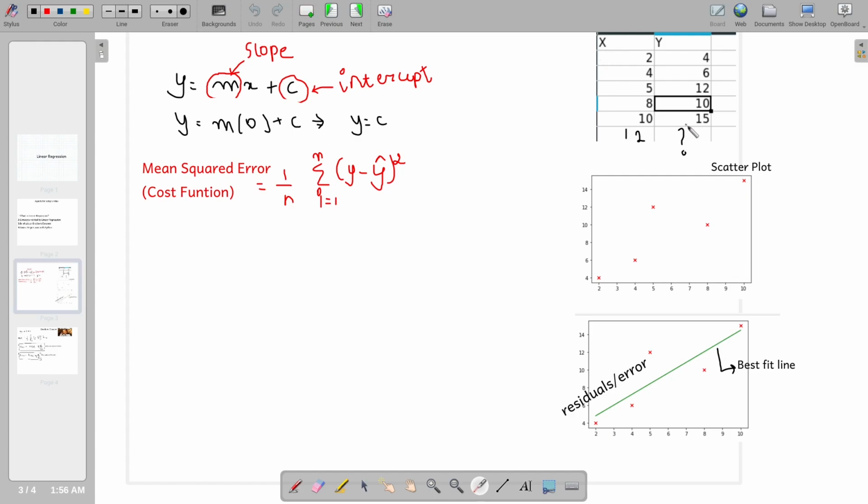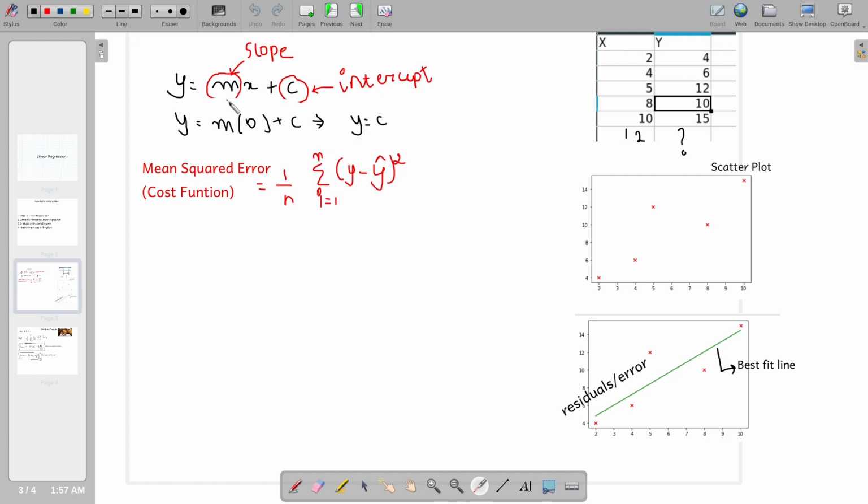Now if I plot these points on a graph, we'll get a scatter plot which would look similar to this. Now to understand things further, we need to understand the equation of a line. Equation of a line is nothing but y is equal to mx plus c, where m is my slope and c is my y-intercept. Yeah, we all have done this in our high school days, right?